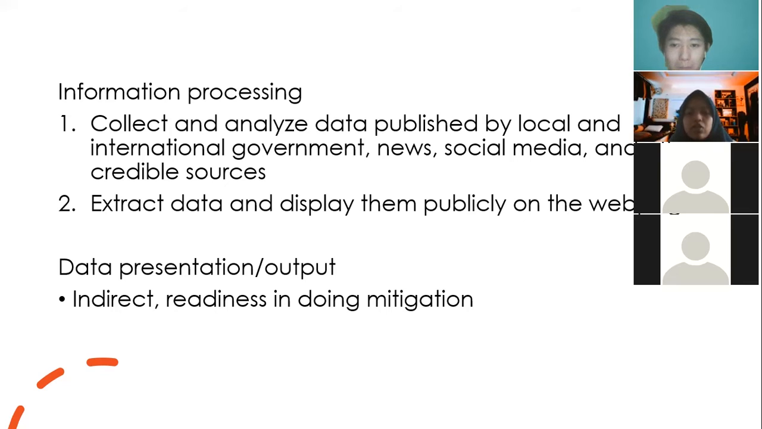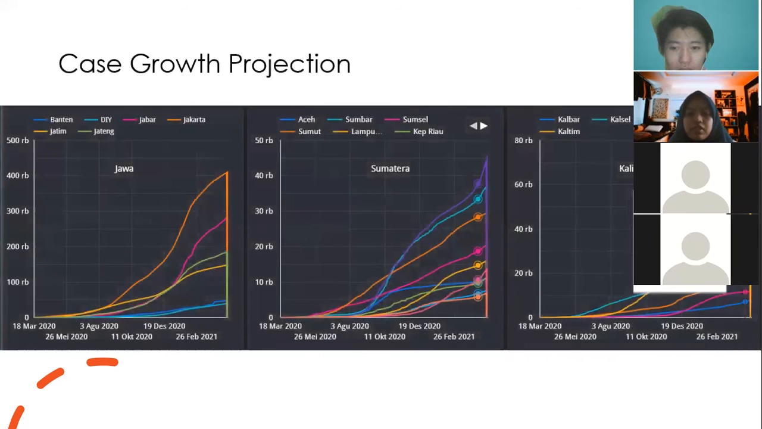Respond COVID-19 has two outputs. The direct one is the output exposed directly on the page, and the indirect output is the target or expectation of the establishment of the information system. And indirectly, the target of it is to improve the readiness of society in Indonesia to undertake mitigation. Therefore, the collected data is processed, then displayed transparently and clearly to the public. And for the direct one, it will be discussed in the next four slides. Next.